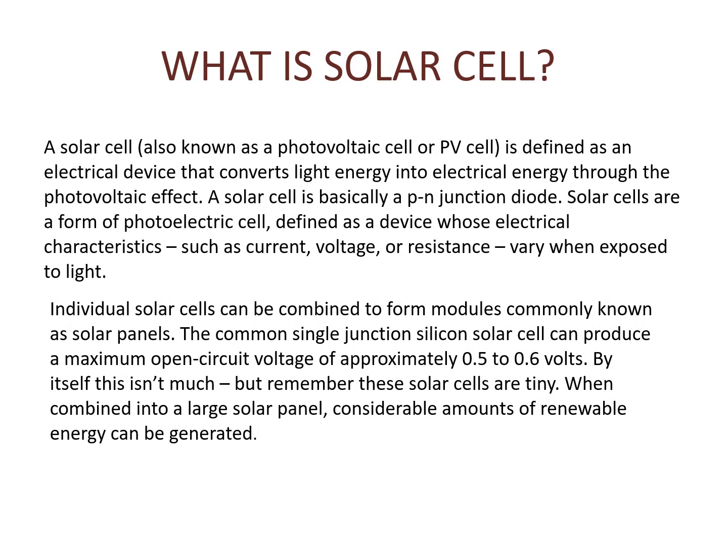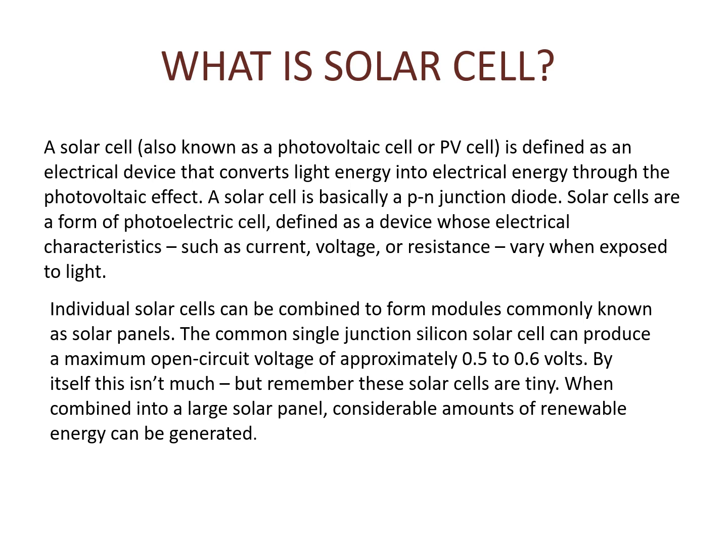So now let's see what is a solar cell. A solar cell is defined as an electrical device that converts light energy into electrical energy through the photovoltaic effect. A solar cell is basically a PN junction diode. Solar cells are a form of photoelectric cells, defined as a device whose electrical characteristics such as current, voltage and resistance vary when exposed to light.